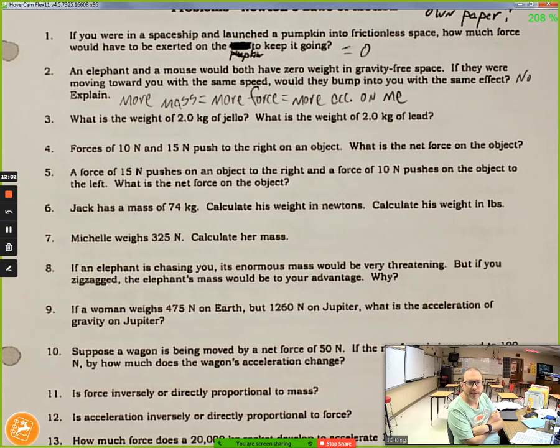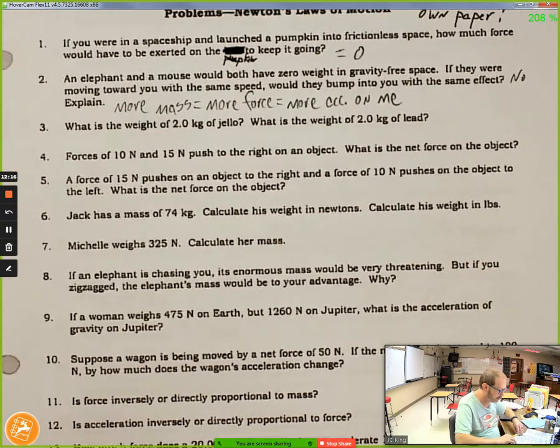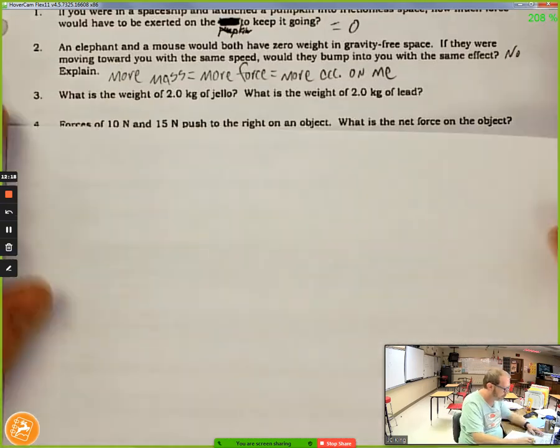Okay, Emma says same, Tatum says same. I would agree. So all we need to do is figure out, yeah, 2 kilograms is 2 kilograms. You've got the same mass. So let me get some scratch paper. Oh, I'll just do it on the back of this other one here.